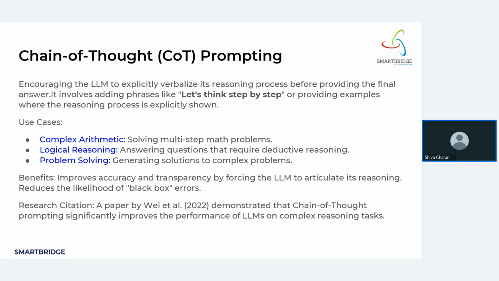The use cases: one of them is problem solving, logical reasoning, complex arithmetic. And what are some benefits? Improves the accuracy and transparency by forcing the LLM to articulate its reasoning, reducing the likelihood of black box errors. Research citation is a paper by Wei et al. that demonstrated that chain of thought prompting significantly improves the performance of LLMs on complex reasoning tasks. See, when you are trying to resolve an error or struggling to understand a topic, you can follow this chain of thought prompting. It will help you. Okay, it will help you.